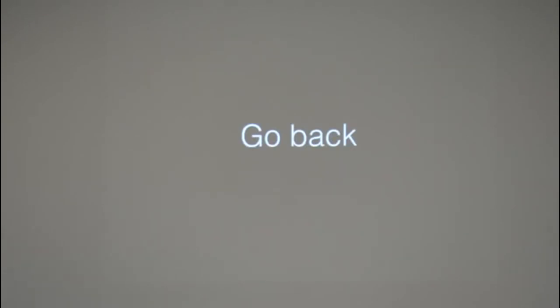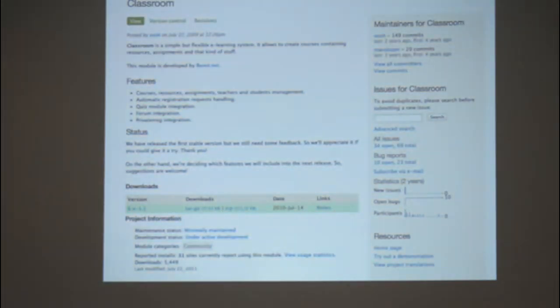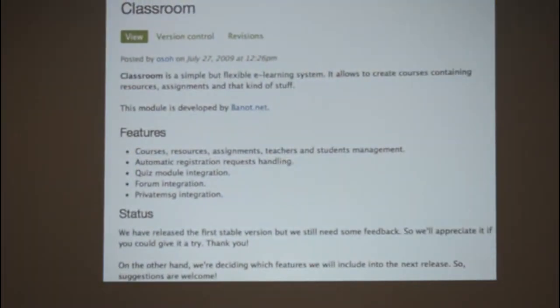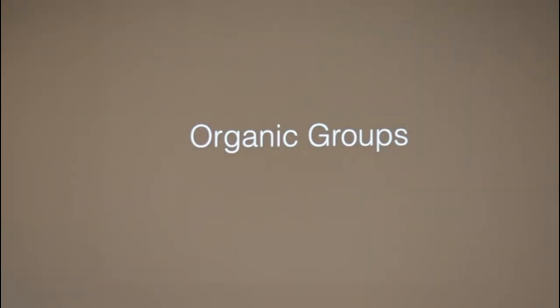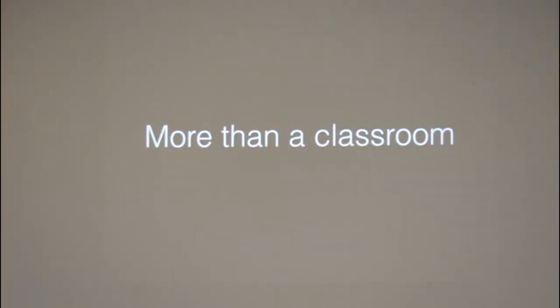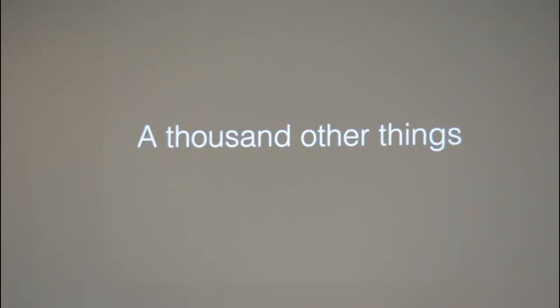So let's go back to what my original problem was. I had to build an online classroom. I had this module. Read that again. Classroom is a simple but flexible e-learning system. Allows for great courses, containing resources, assignments, and that kind of stuff. That seems really limiting now that we know organic groups, just how open-ended you can do stuff with organic groups. So organic groups is more than a classroom. It can also be 1,000 other things. Thank you.